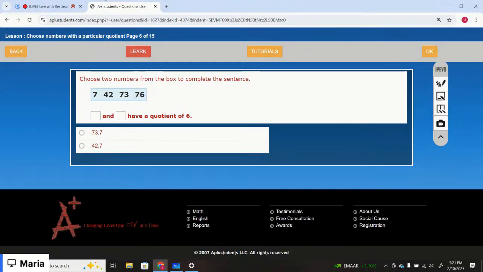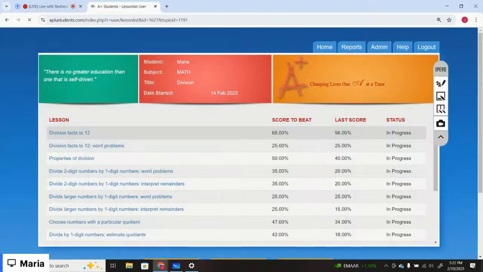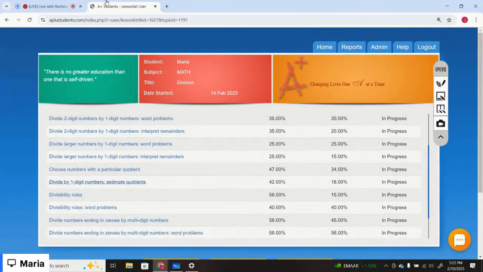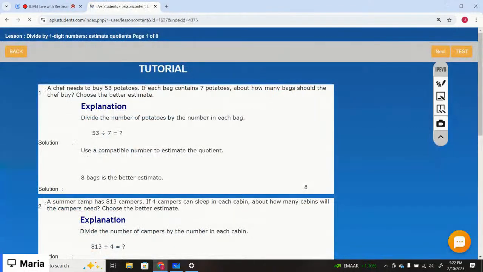Okay, you can complete the lesson by yourself later today. Let me just move on to the next lesson. The next lesson is divide by one digit numbers, estimate quotients.